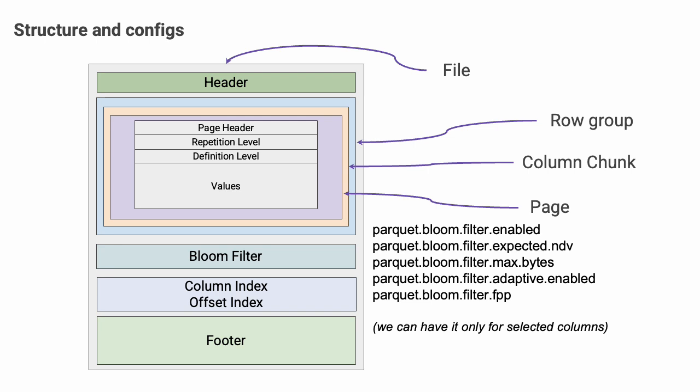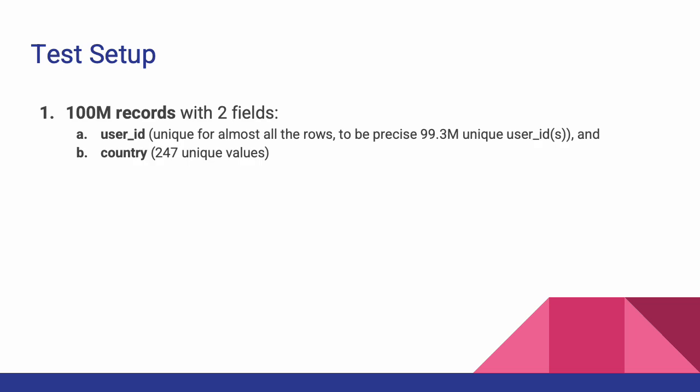Now, we are going to talk about some tests which we performed in order to see how well different configurations behave and how we can tune them. For the test, we took 100 million records with 2 fields. One of the fields was user ID, which was an integer value, and this was almost unique. We had more than 99 million unique user IDs. The other field was country, which was a string, and the cardinality of the country field was low. There were fewer than 250 distinct values of country.